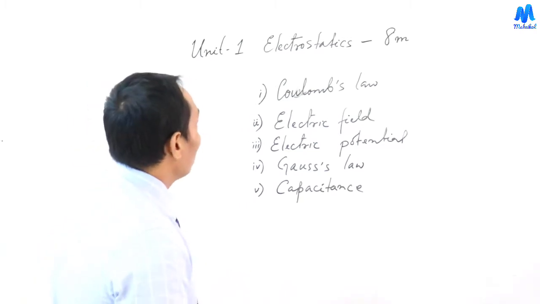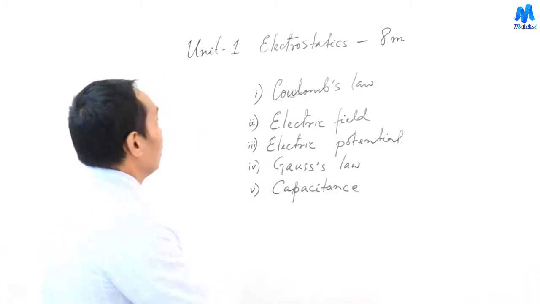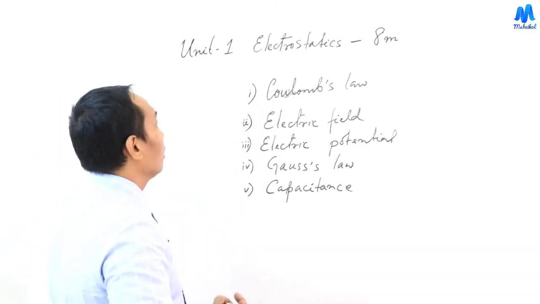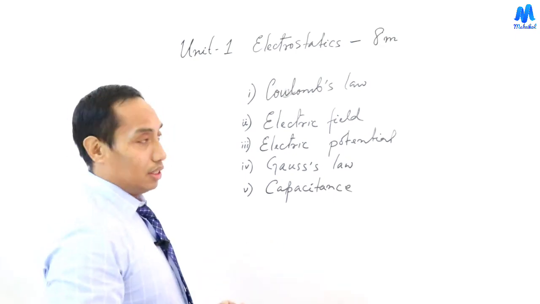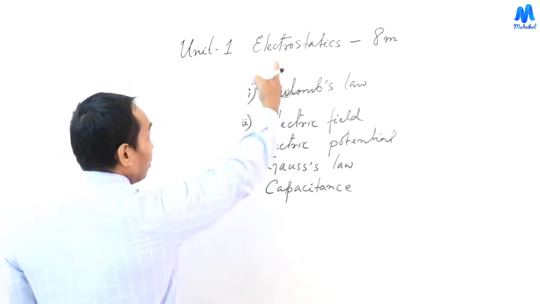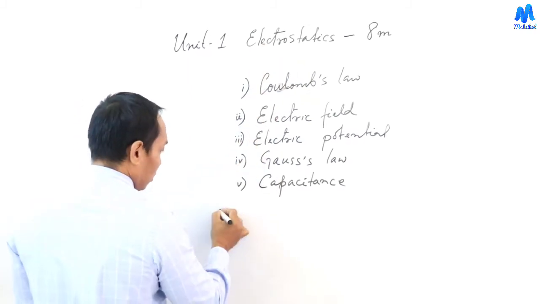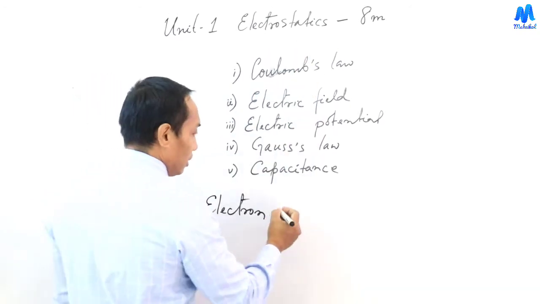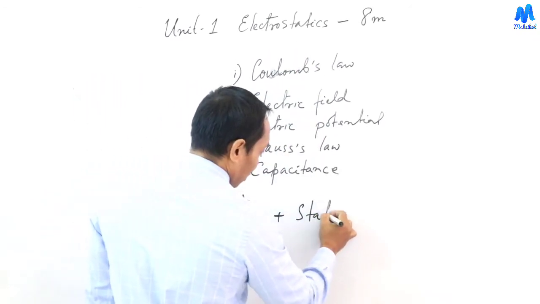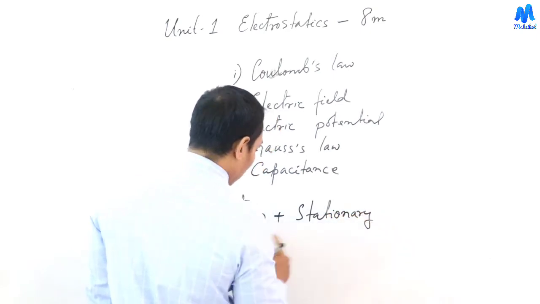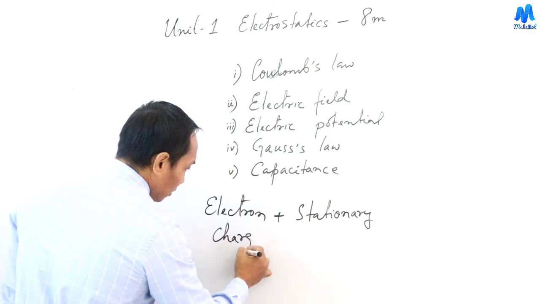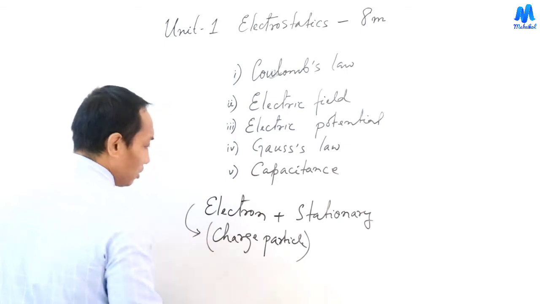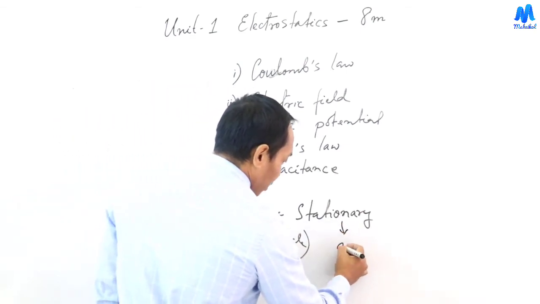So first we have to define electrostatics. This electrostatics comes from two words: electro, which comes from electron, that is charged particle, and statics, which means stationary, that is, at rest.